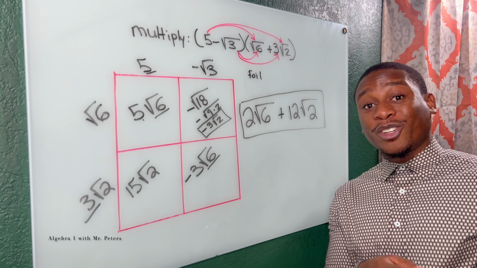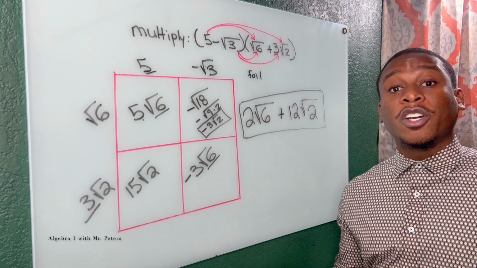So please, make sure you use the box method when we're FOILing. It makes it 100 times easier.